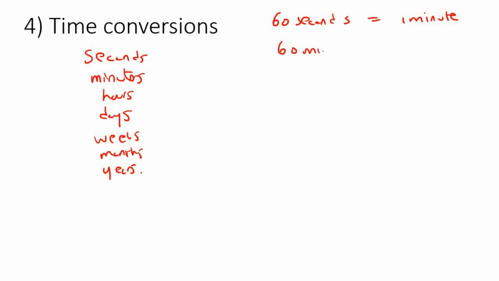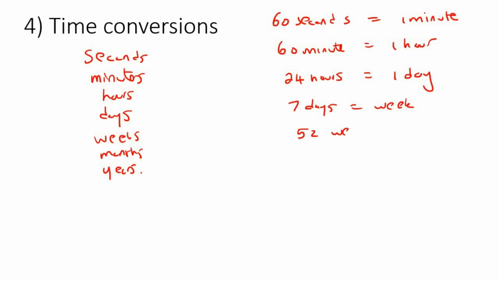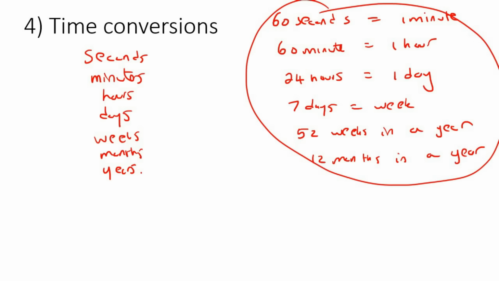There's 60 minutes in 1 hour. Then there is 24 hours in a day. That means like the whole night and day, 24 hours. There are 7 days in a week, 52 weeks in a year, and then 12 months in a year. Okay, so those are the basic ones that you need to know.